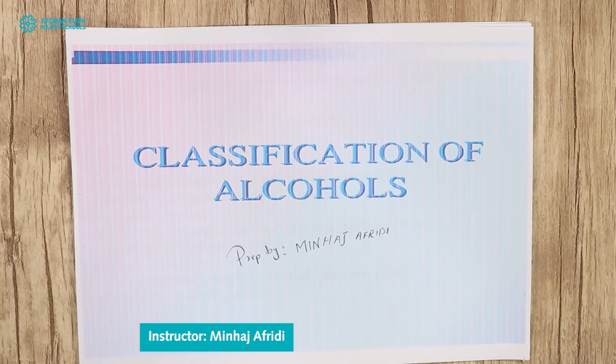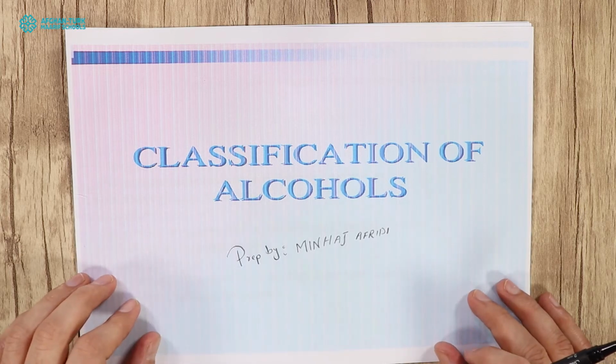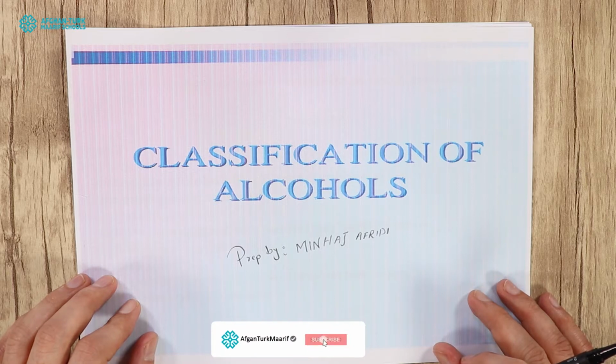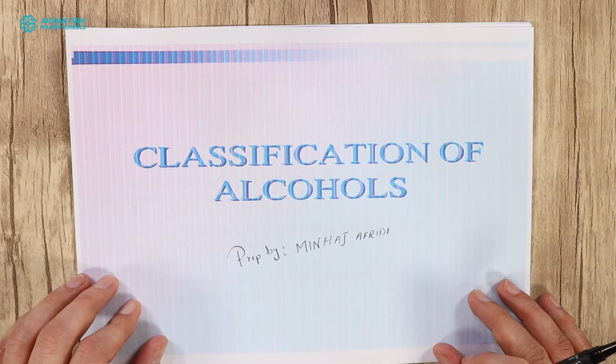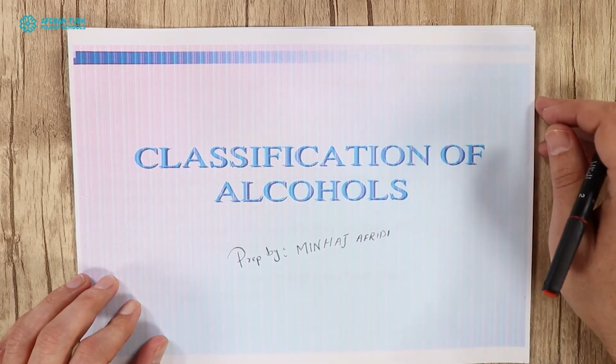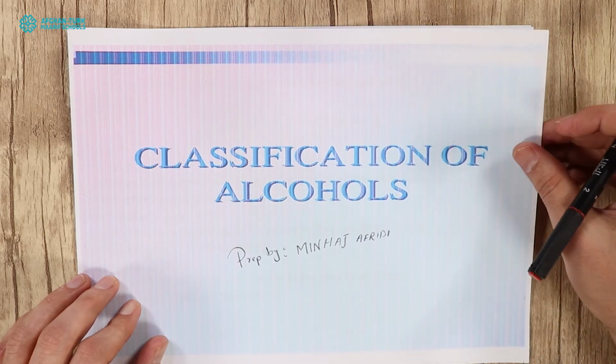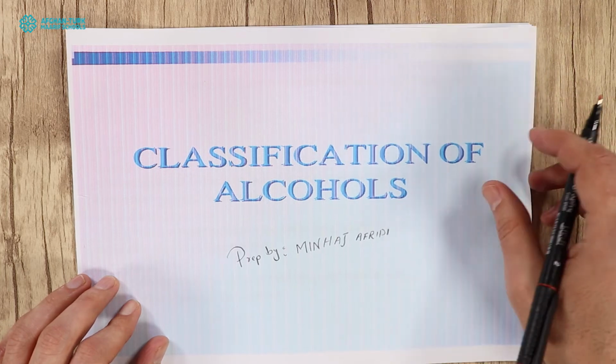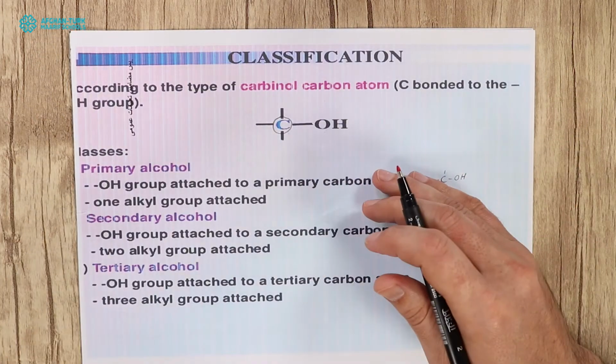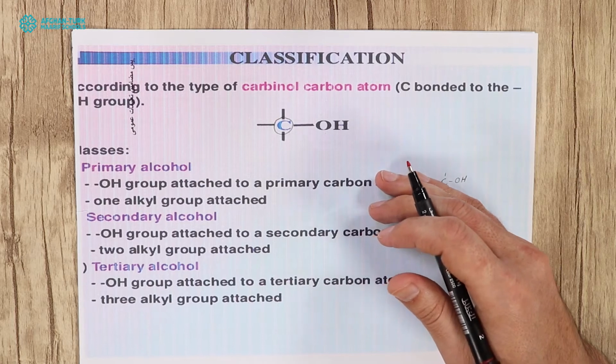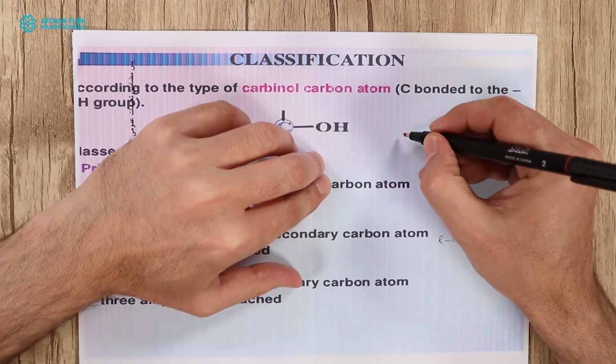Dear students, last time we generally studied the introduction to alcohols. Today we will talk about their classification, that is, how we can classify alcohols into different groups. Before we start the classification, you already know that the general formula of alcohol is ROH.